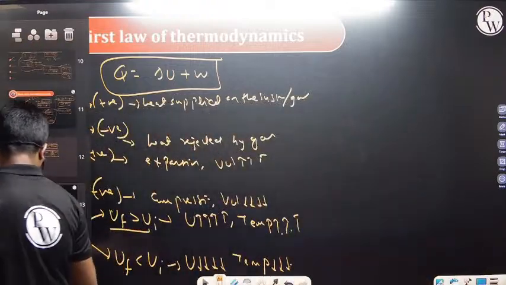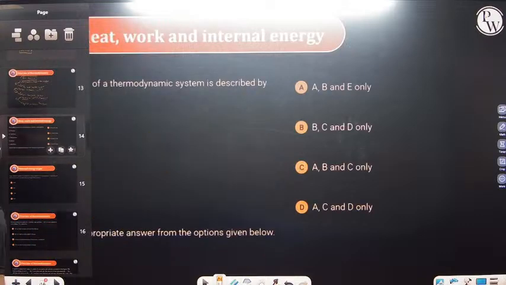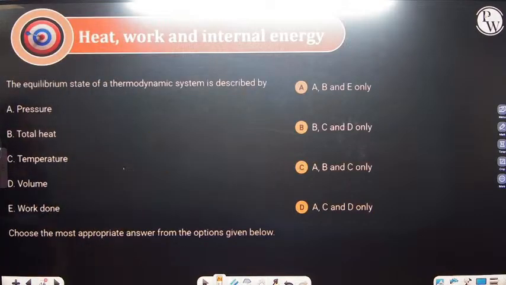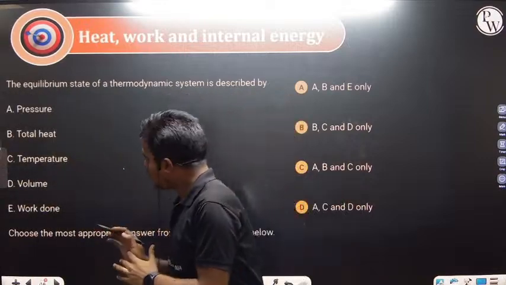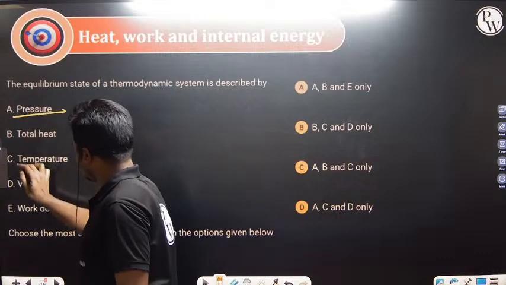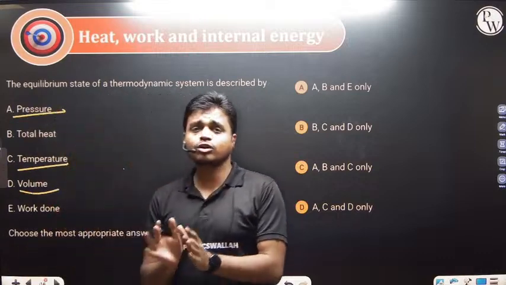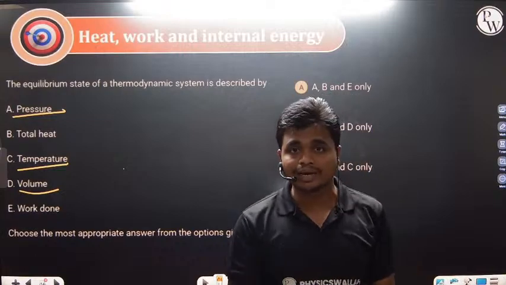So let's solve some questions from this thermodynamics part. The first one: the equilibrium state of a thermodynamic system is described by pressure, total heat, temperature, volume, and the last one, work done. So what we have to describe here: pressure, temperature, and volume are the thermodynamic states which determine the gas.